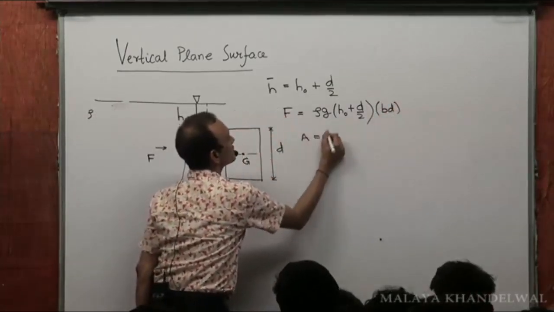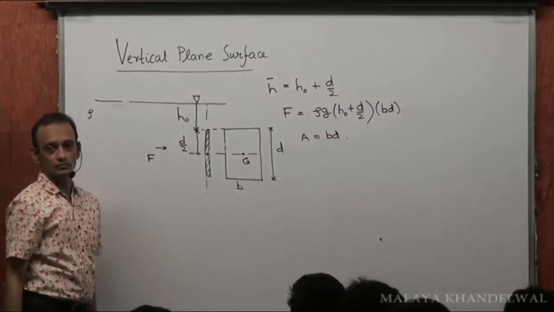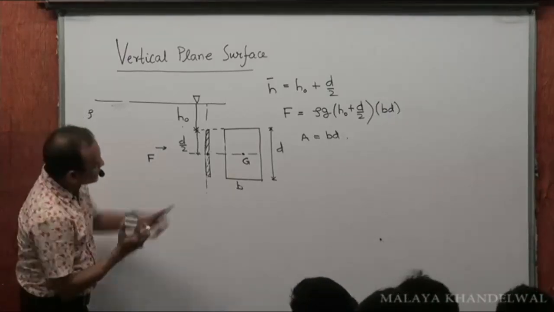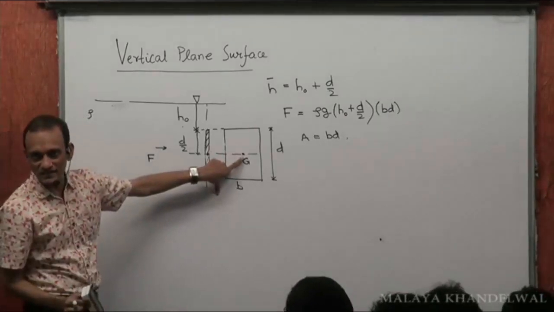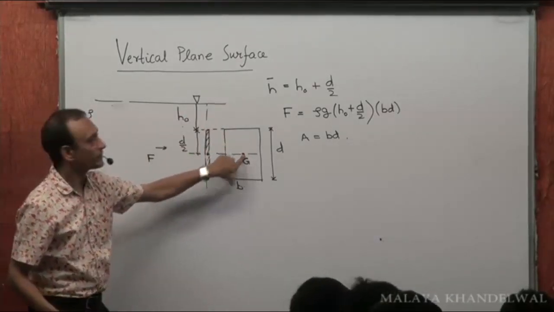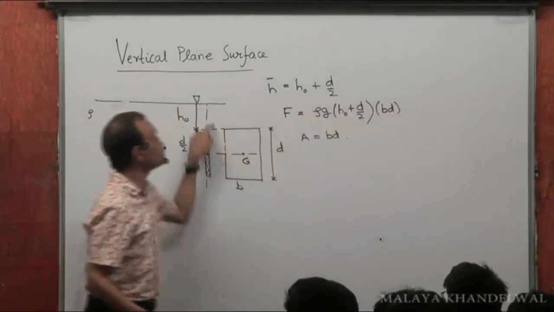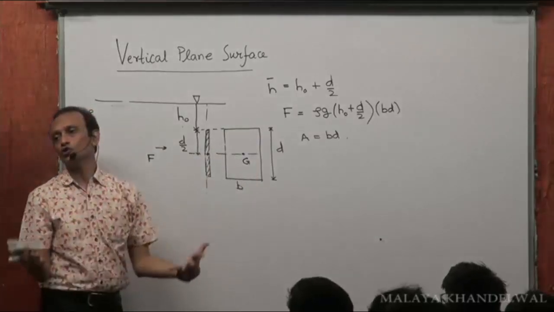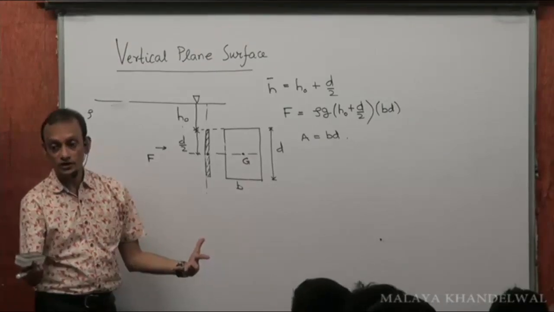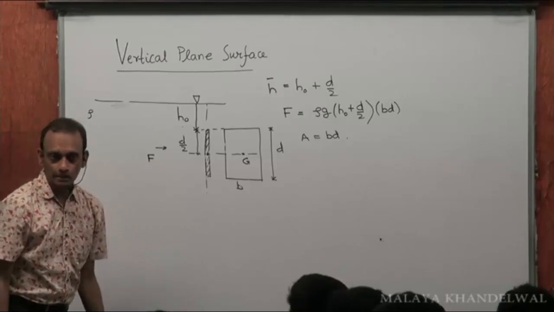Total area A is B into D of this rectangular surface. Yes or no? So all that you need to do is locate the center of gravity of this plane vertical surface and the depth of this. Calculate the pressure at this point, at this depth, which is rho g h bar, right? And then into the total area will give you the total force on this submerged surface. Confusion, eh? Seems good, right?